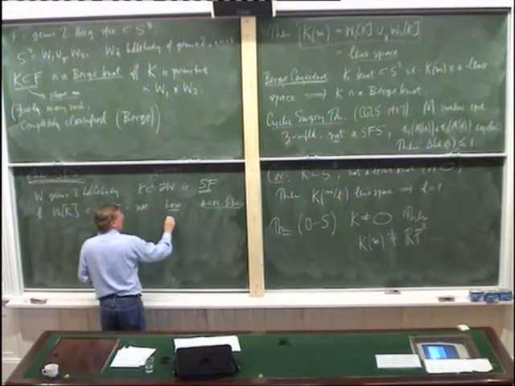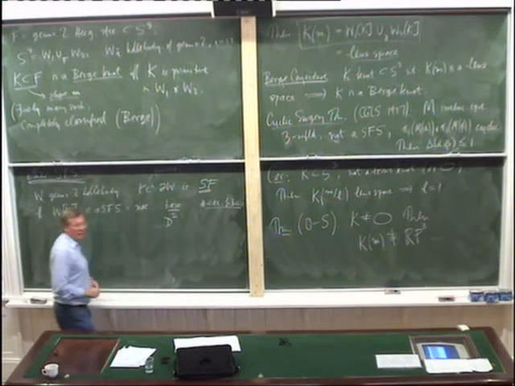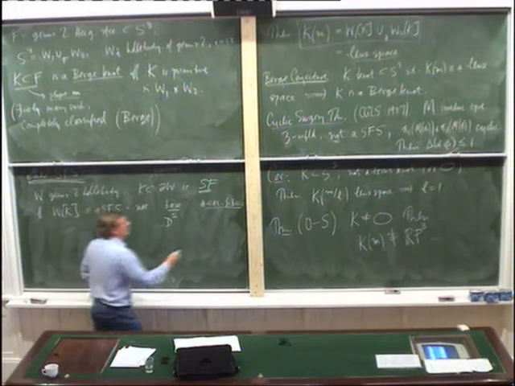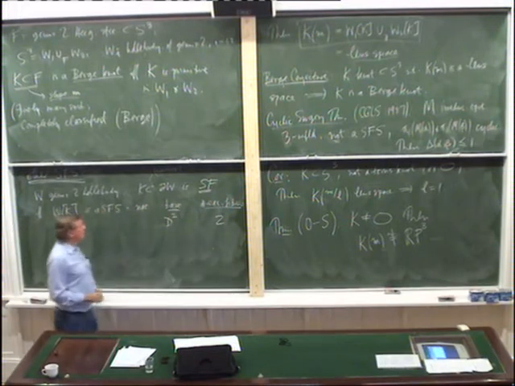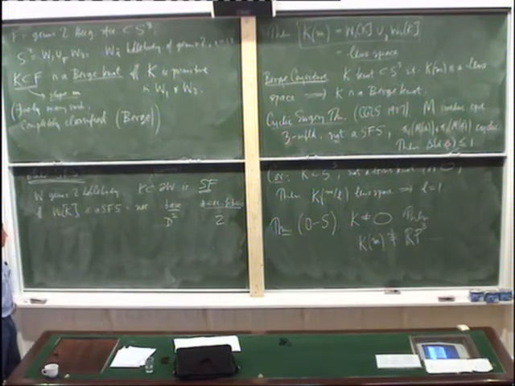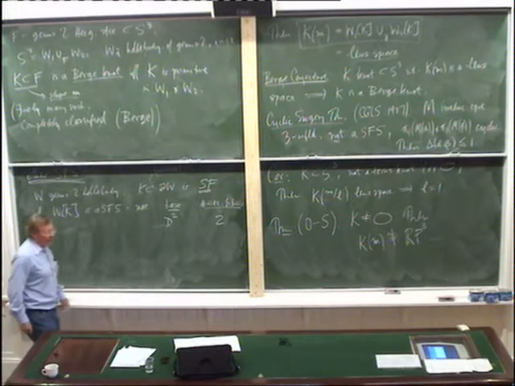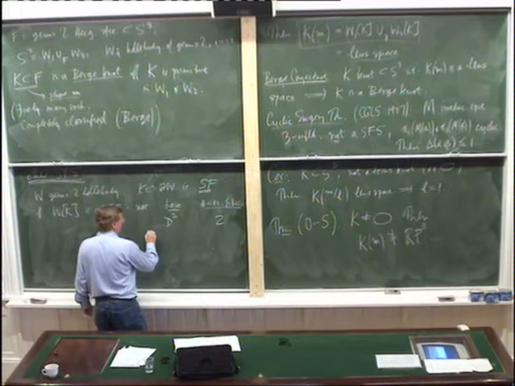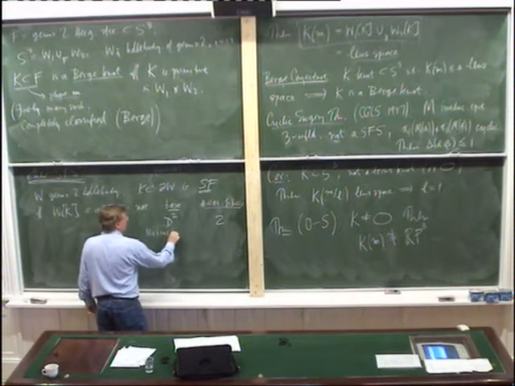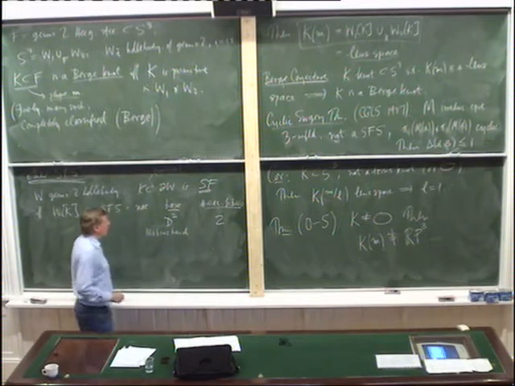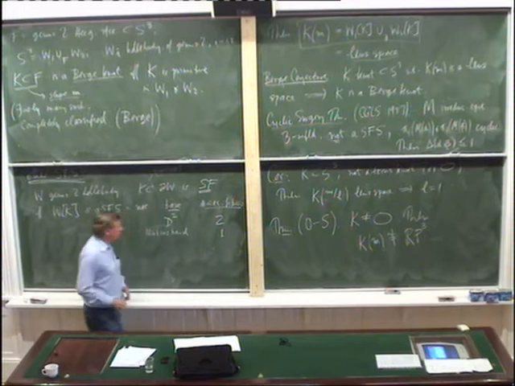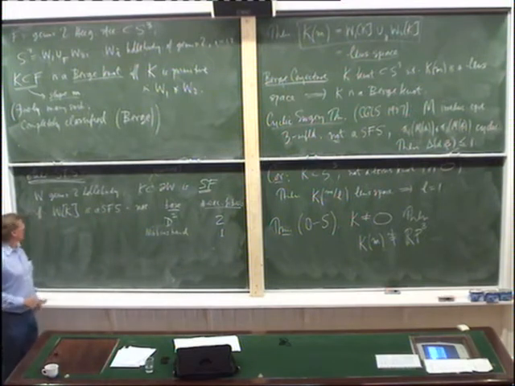The most common thing is that you'd have base the disk and 2 exceptional fibers. Or there's another case which is actually sort of interesting. You could have base the Möbius band. You see that the base surface can be non-orientable even though the total space is orientable. You could have a Möbius band with 1 exceptional fiber. And there are examples of this.